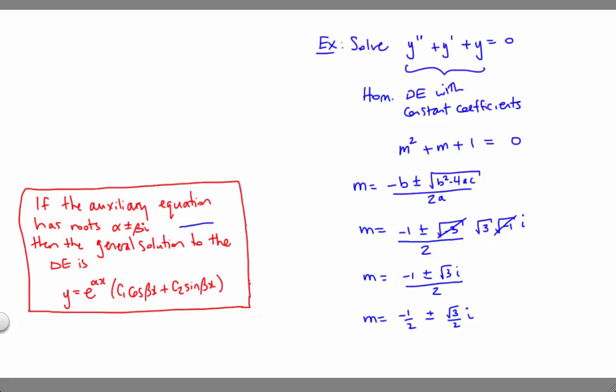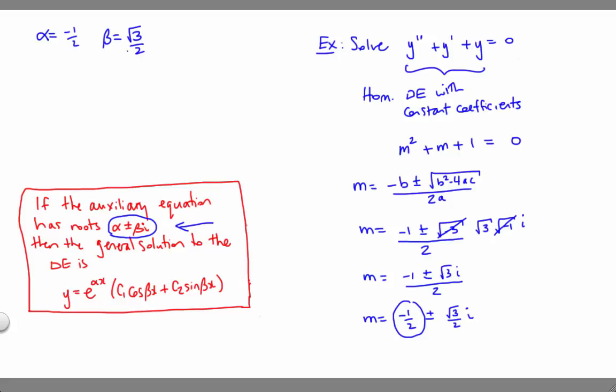So we're in a situation where we found a pair of complex roots, and the roots are always expressed symbolically as alpha plus or minus beta i. Alpha represents the real part, which in our case is -1/2, and beta represents the coefficient of the i, meaning the imaginary part, that'd be root 3 over 2.